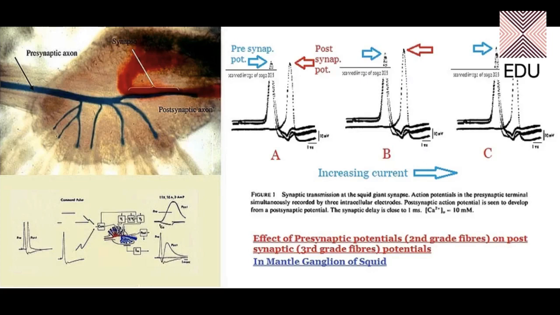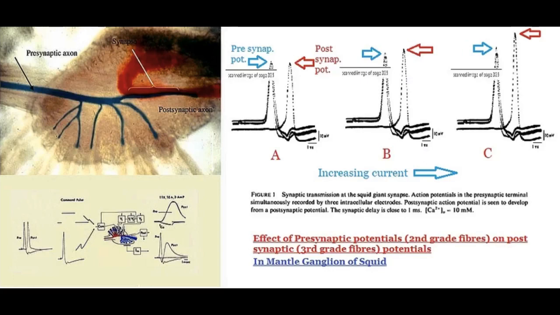Now if we go for the graph C, here we increase the current. The blue arrow is at a higher level, and if you see the red arrow or the second graph, which is of the postsynaptic potential in C part, this has risen again to higher levels, and now quite a lot of difference has been made in between these two graphs.